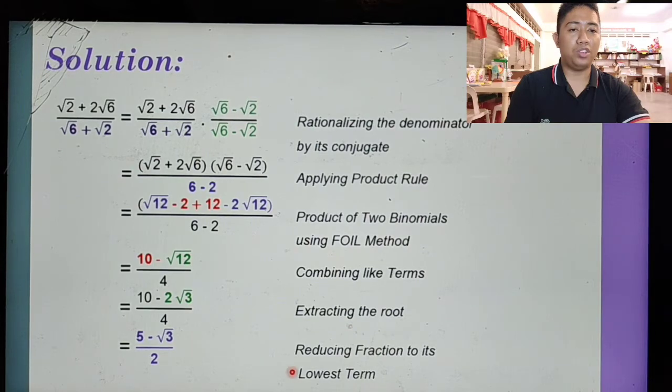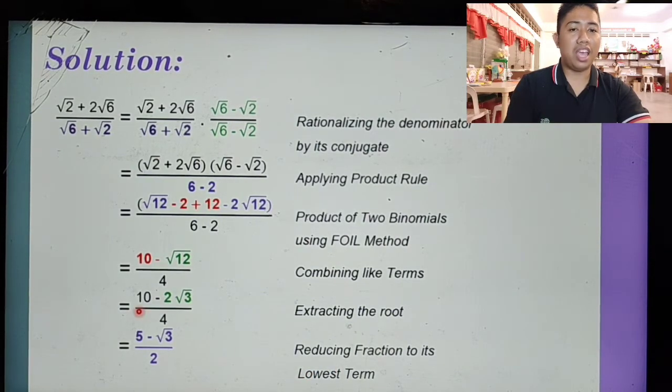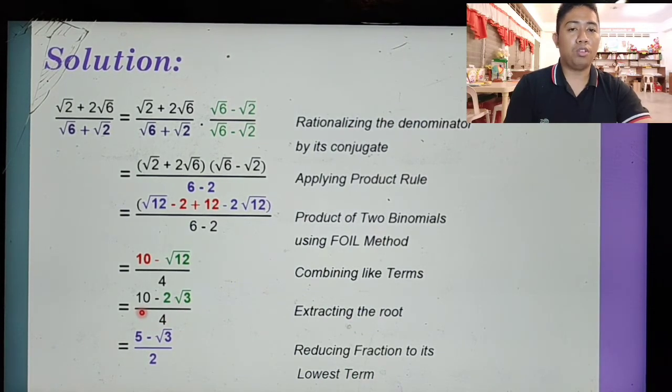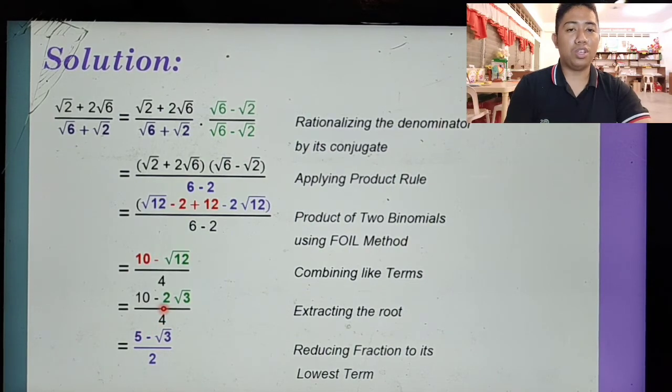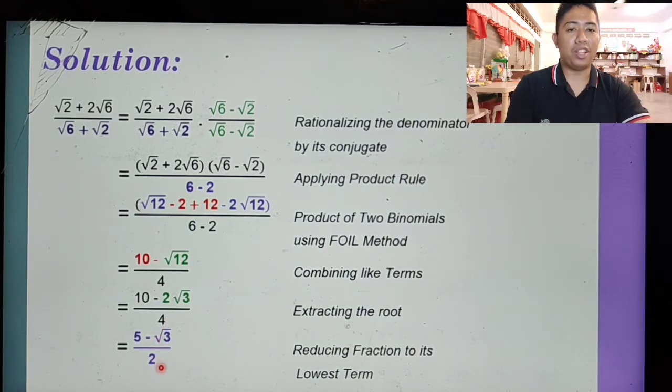So we reduce the fraction to its lowest terms. We know that the GCF of 10 and 4 is 2, and also of 2 and 4 is 2. So we divide the numerator and denominator by the GCF simultaneously. 10 divided by 2 is 5. 2 divided by 2 is 1, and we cannot omit 1 as the coefficient of square root of 3. All over 4 divided by 2, which is 2. So the final answer is 5 minus square root of 3 all over 2. And that is the final answer.